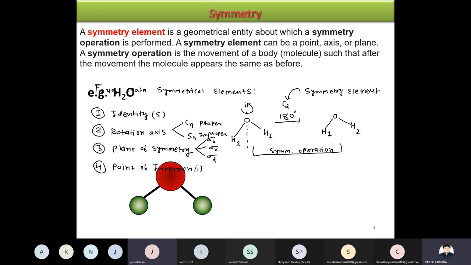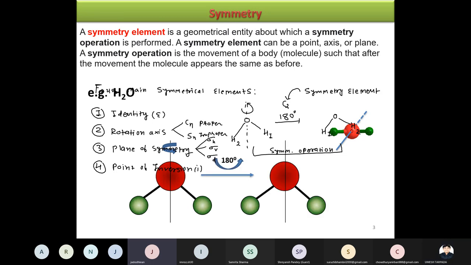See, this is H2O molecule. Look here. You can rotate the molecule about this axis. You will get a similar structure at angle 180. This axis is an imaginary line passing through the center of the molecule. So you will get an equivalent structure. So this is called C2 axis.